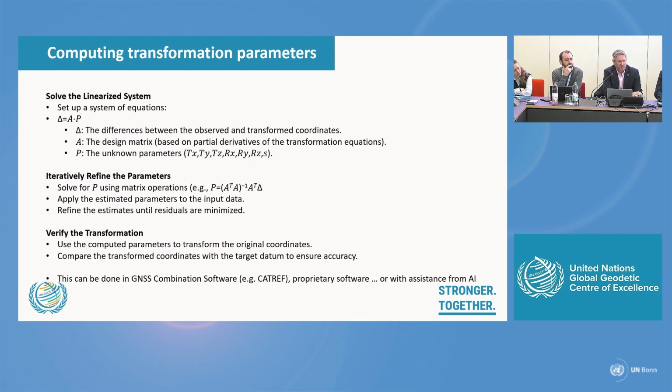You solve for this linearized system. You set up your system of equations, then have your design matrix and your unknown parameters, and then, importantly, you iteratively solve. It's an inversion problem, so you've got to iterate, iterate, iterate. And then you've got to verify. You can use the computed parameters to transform to the original coordinates, and then compare the residuals left over. As I've said at the bottom, the way that John and Gurung did this in Australia was using CatRef. There are also other ways you could do it with proprietary software, or, and this is the bit I wanted to talk to you about, you can try and use AI.